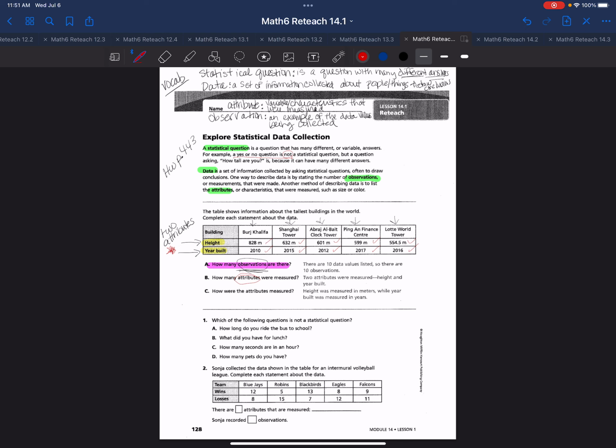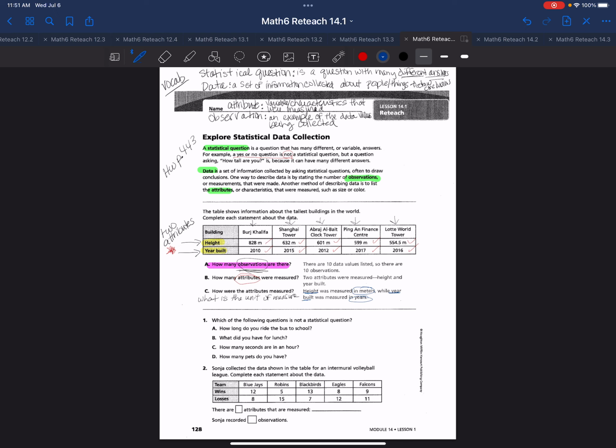And now it says, how were they measured? When they're asking how were they measured, what they're really asking you is, what is the unit of measure of each attribute? So if we're looking for unit of measure here, we're noticing that the height was measured in meters and the year built was measured in years. So those two attributes were measured. What was the unit of measure?